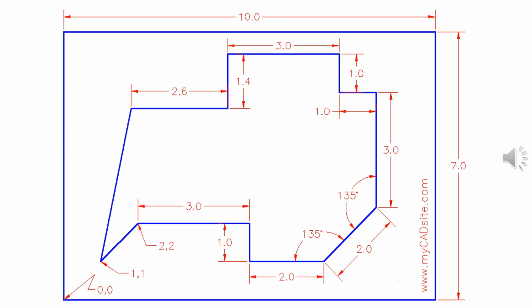When we take a look at this example from mycadsite.com, we can see that depending on which points we're looking to plot or which lines we're looking to plot, it may be beneficial to use different types of coordinate systems. For example, for the points 1, 1 and 2, 2, where we have the exact coordinates, it's beneficial to use the absolute Cartesian coordinate system, where everything is in reference to the origin point or 0, 0.